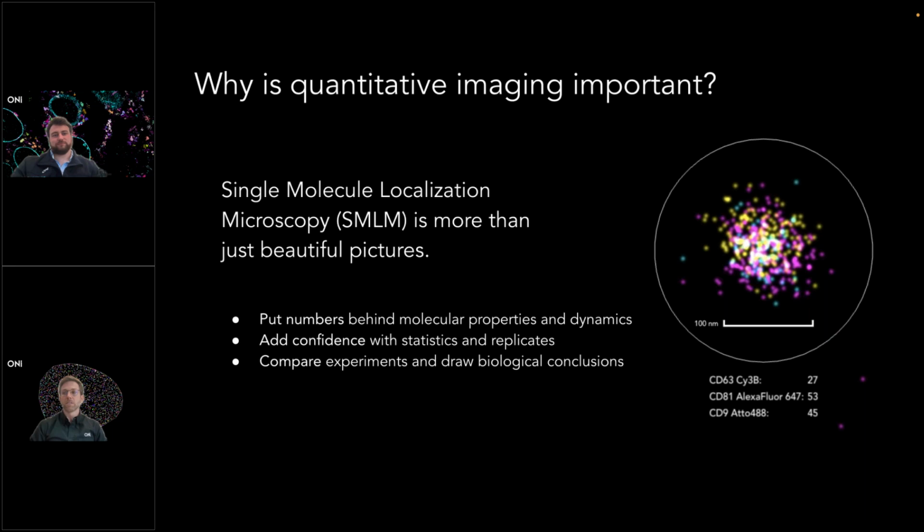It also allows us to build a lot of confidence in our statistical power with technical replicates and experimental replicates, and to really compare different experiments quantitatively, and then eventually draw biological conclusions from those quantitative comparisons. On the right here, you see an example of a quantitative image of an extracellular vesicle. We get information about the size, but we also get information about the number of localizations for each of the 3 different tetraspanin biomarkers that we have labeled here.